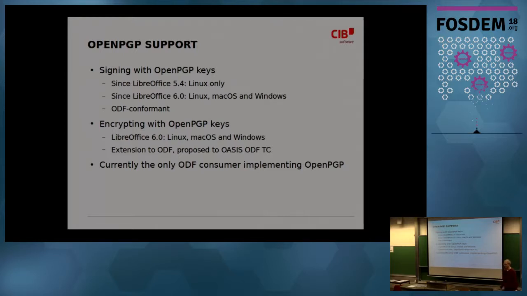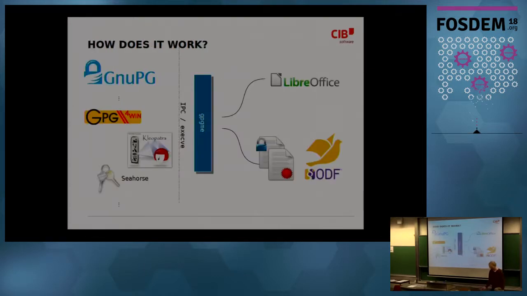Then encrypting with OpenPGP keys was the second feature. So you can not only sign, you can encrypt so that nobody can see the document unless you encrypted it for him or her. This needed, as Thorsten said, an extension to ODF, but will be proposed or is already proposed to the TC. Currently LibreOffice is the only ODF consumer implementing this. But we hope that more will follow. Svante, it's your take with ODF toolkit, and there are a bunch of OpenOffice developers here. Okay, so how does it work?